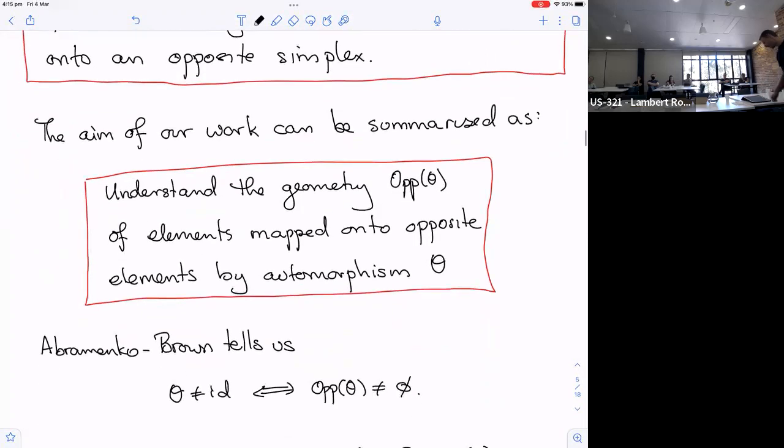Just to say, Abramenko and Brown's result tells us something fundamental already: that this opposition geometry of theta is non-empty if the automorphism is non-trivial, but not the identity.